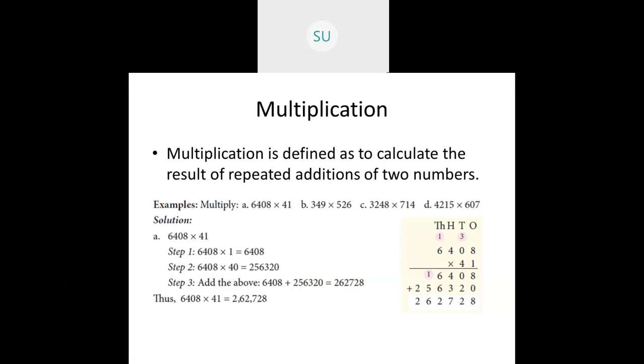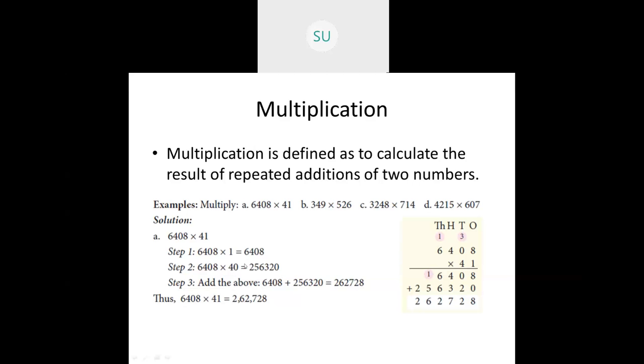Then step number 2, 6408 into 40. Why 40? Because 4 is in 10th place, its value is 40. Okay, so when you multiply 6408 into 40, now it's quite easy. What you can do is, in 40 there is 10, right? So you can write that 10 at the end and then multiply 4 with the digits.